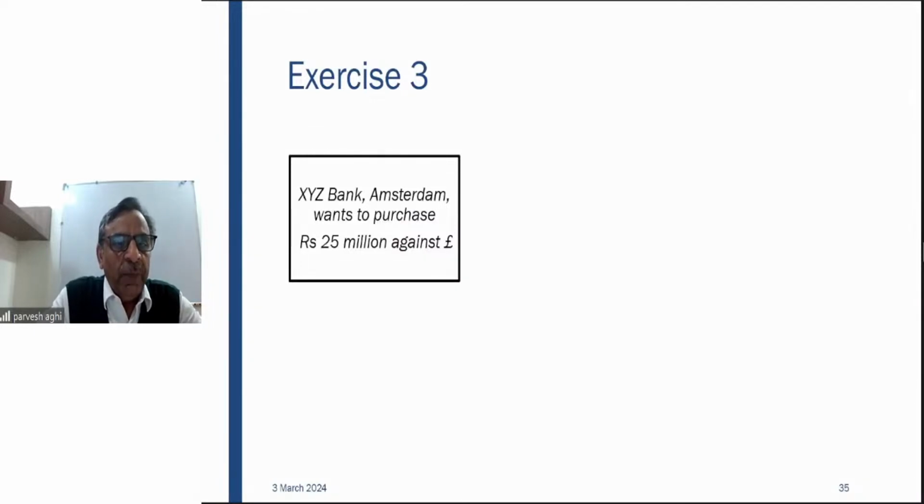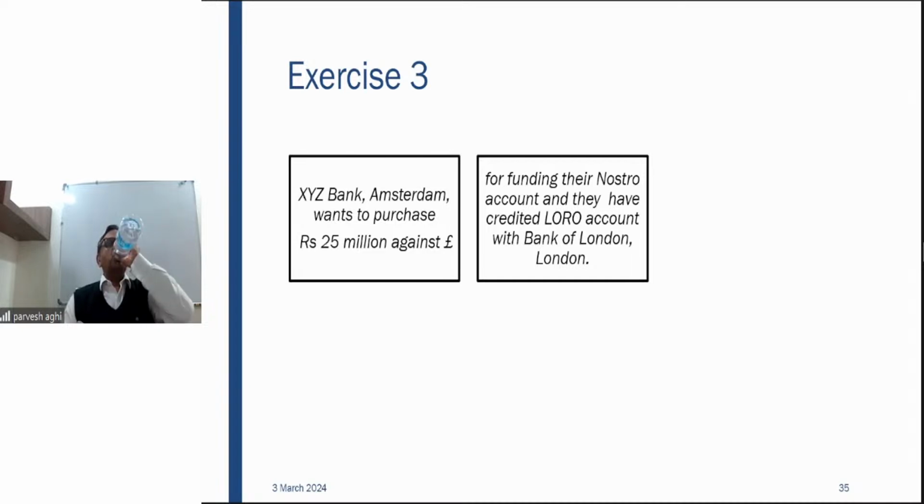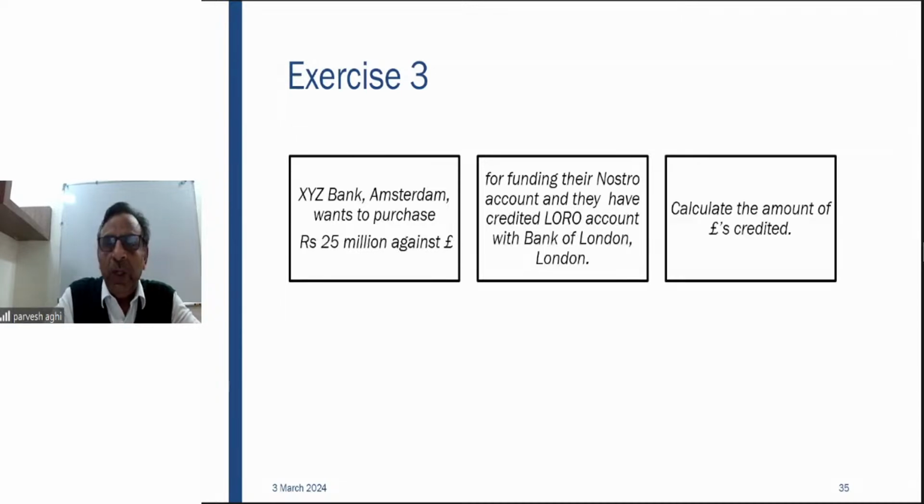So XYZ Bank, which is in Amsterdam, wants to purchase 25 million rupees against pounds for funding their Nostro account. They need to fund their Nostro account, and they have a credit account with Bank of London. Calculate the amount of pounds credited.